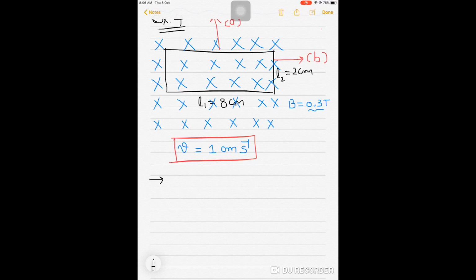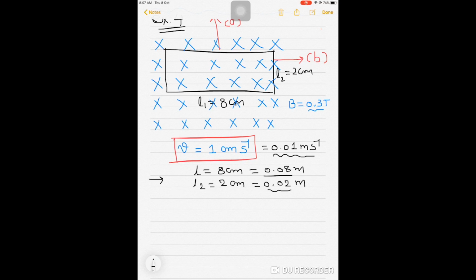So V is 1 centimeter per second, which can be written as 0.01 meter per second. So this is the condition. Now length is given as 8 centimeter, so it can be converted into 0.08 meter, and L2, that is the other side, the breadth, is given as 2 centimeter, that can be written as 0.02 meter. So these are the given conditions for the example.